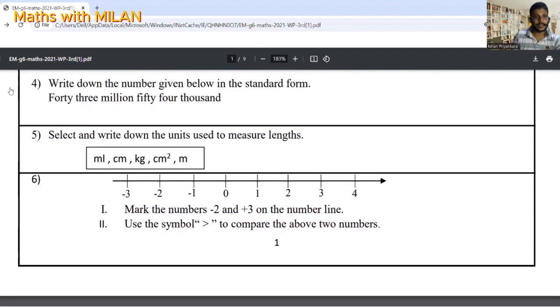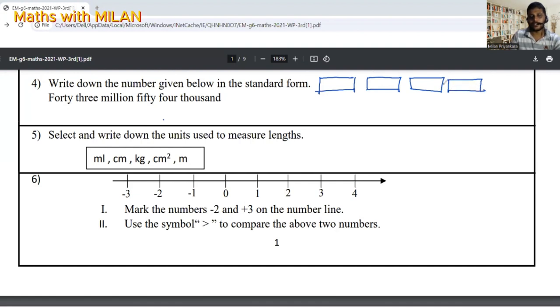This is the fourth one. Write down the number given below in standard form: 43,054,000. I have a method for this. I have already told this to my students, and I always teach this part. So in this case, you have to do it like this.